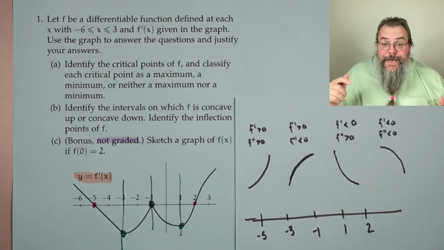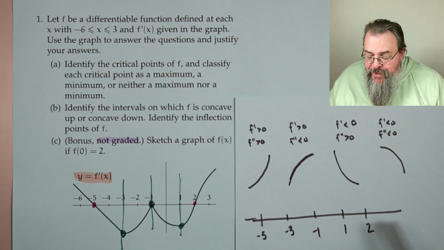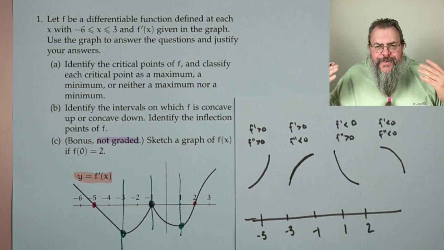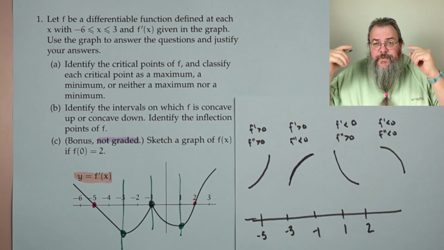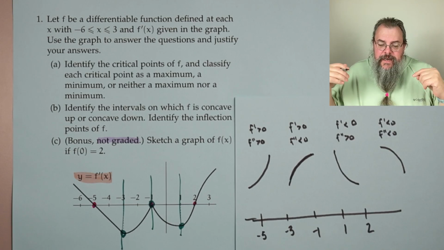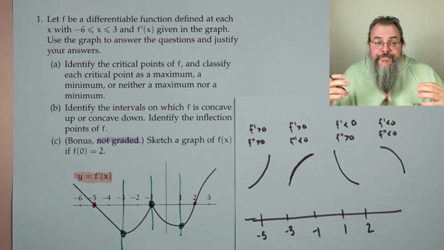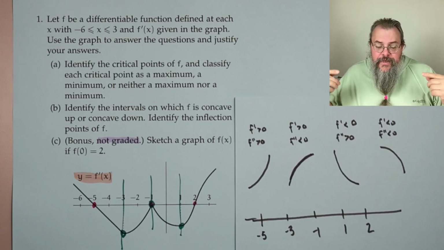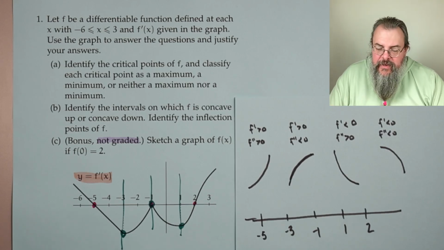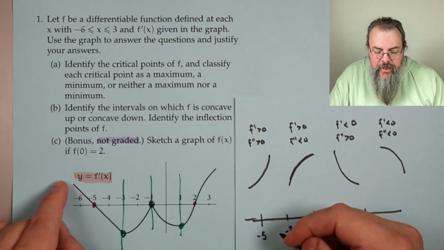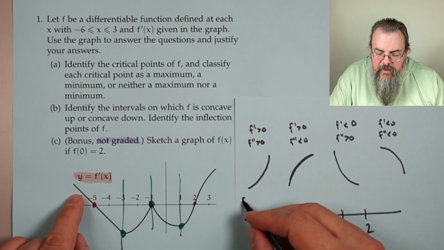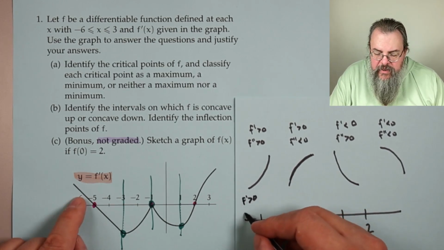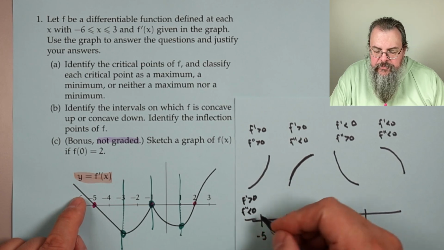Put another way, we've chopped up our number line in such a way that in each piece, the first and second derivative has a consistent sign. So we're now going to go through and mark the signs for each interval. For this first interval, notice f prime is positive, but we're going downhill, so f double prime is negative.